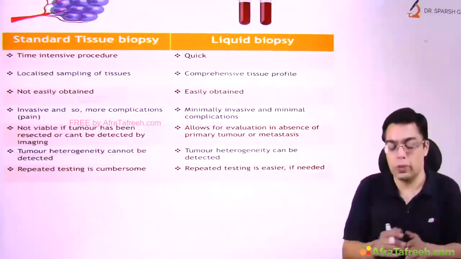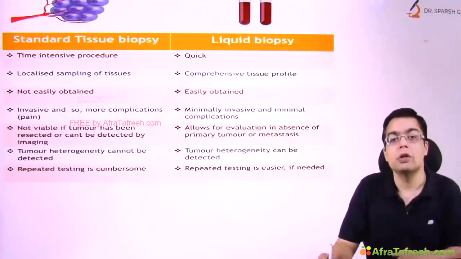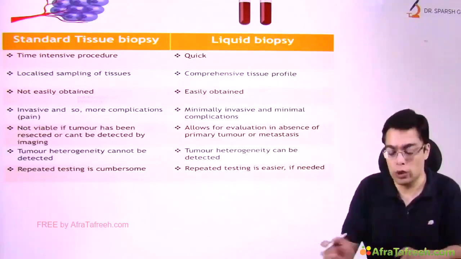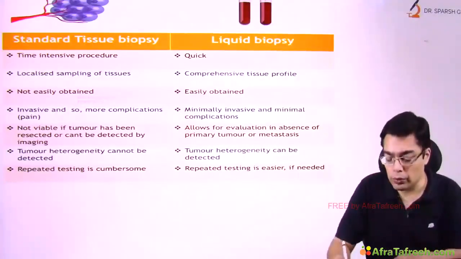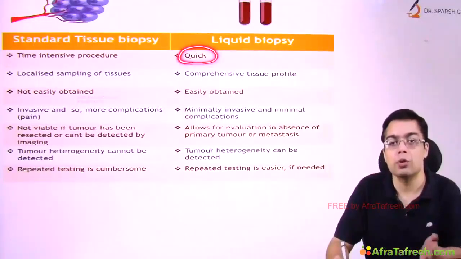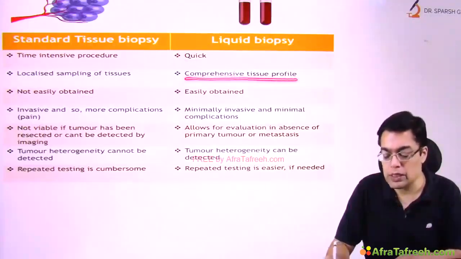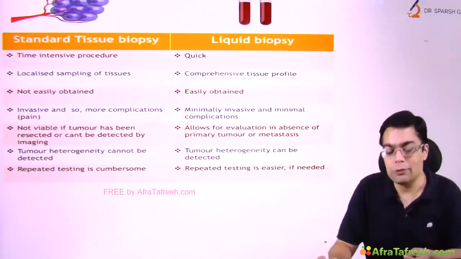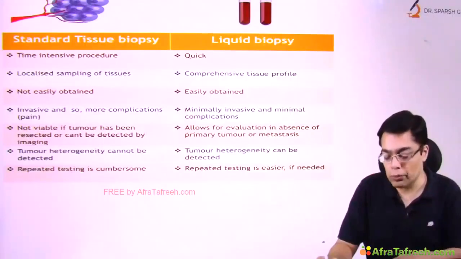Compare and contrast this with what we find in the case of liquid biopsy. This is an example of a procedure in which you take a blood sample of an individual. Therefore, it is very easy to perform. It is a procedure by which genetic analysis is done in a short span of time, so results are quick. You are going to have a comprehensive tissue profile. It's easier for you to obtain a sample. We need to understand that it is a minimally invasive procedure, so procedure-related complications are going to be very few.